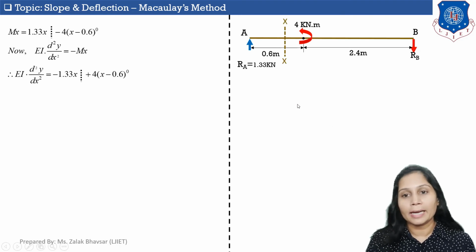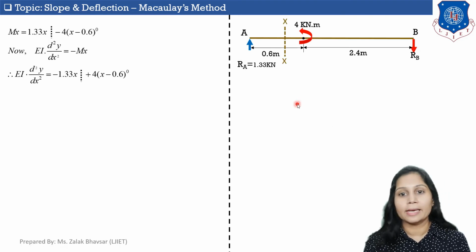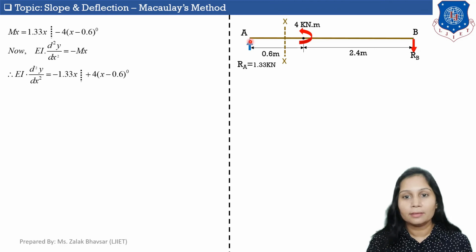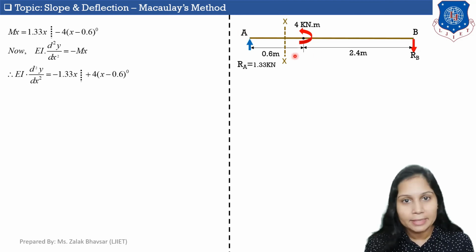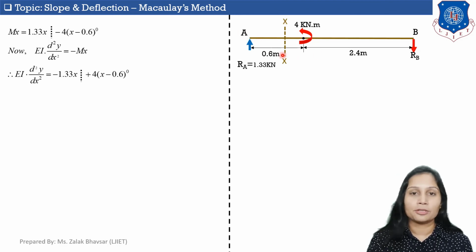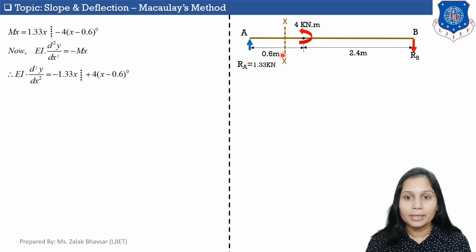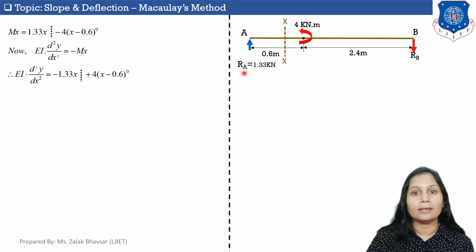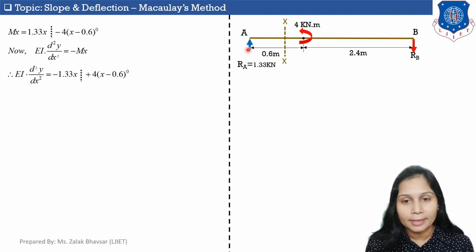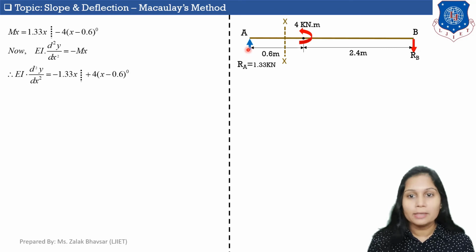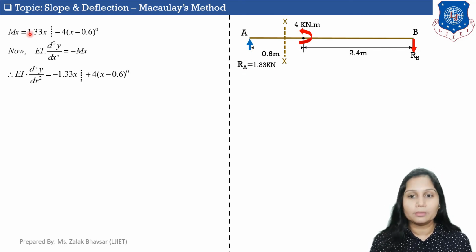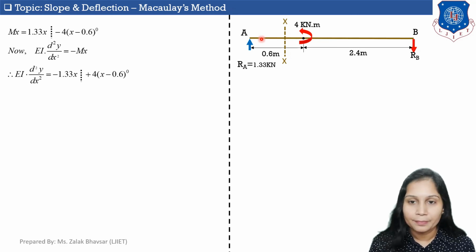Okay, so here I am taking section XX at a distance x meter from point A. Now I need to calculate the moment in part AC about this section line XX. So here in part AC, this reaction RA, which is acting in an upward direction, will create a clockwise moment about this section line XX, which is equal to 1.33 into x.